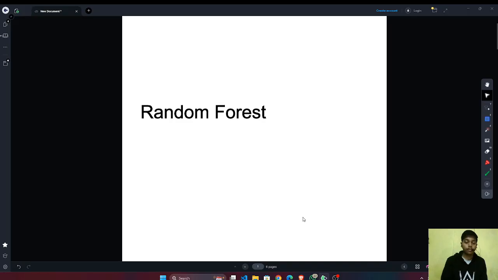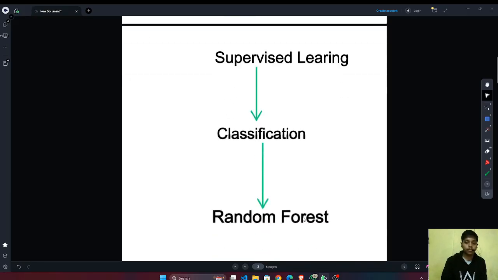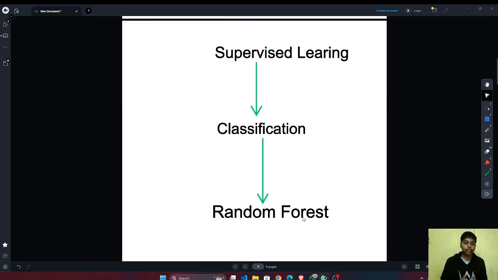So let's see what random forest is and understand it. Random forest comes under supervised machine learning, which is where we give data as well as labels. Random forest can be used in both cases, classification as well as regression, but mostly we use random forest in classification, where it gives the most accurate answers.